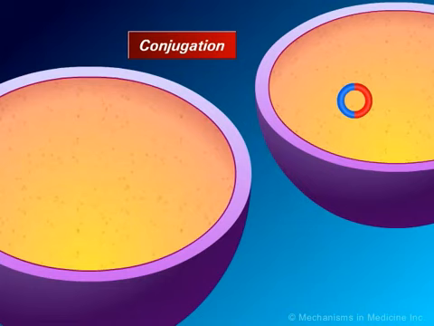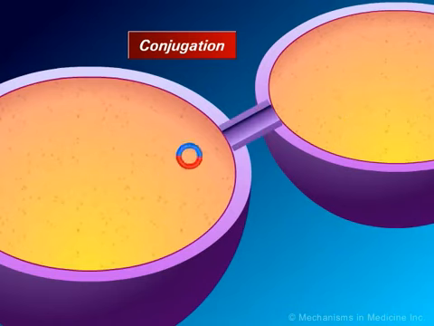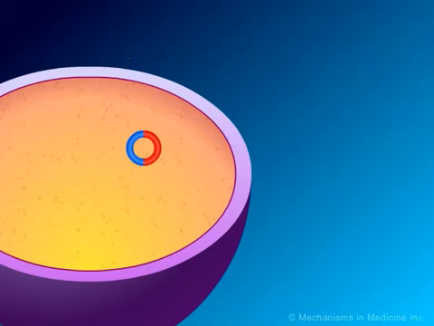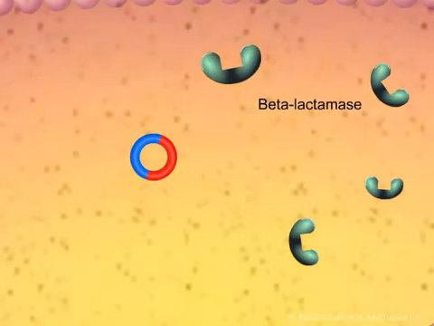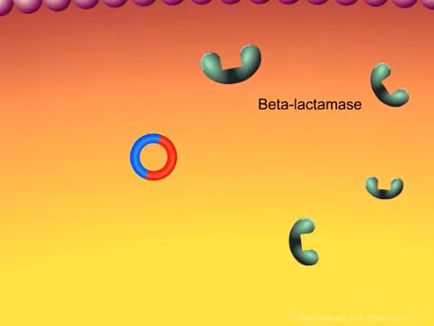When two bacteria come into close contact with each other, a small channel is created between them which allows one of the bacteria to pass a copy of the resistance plasmid to the other. If the plasmid is transcribed and translated, the bacteria will begin to produce inactivating enzymes. These enzymes, capable of destroying beta-lactam antibiotics, are known as beta-lactamases.